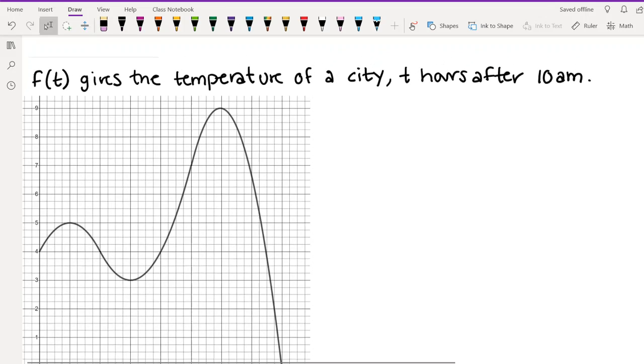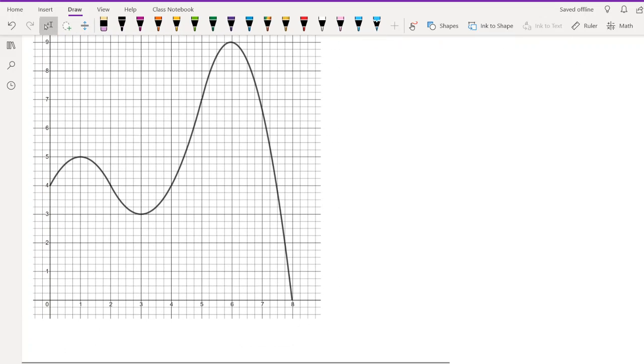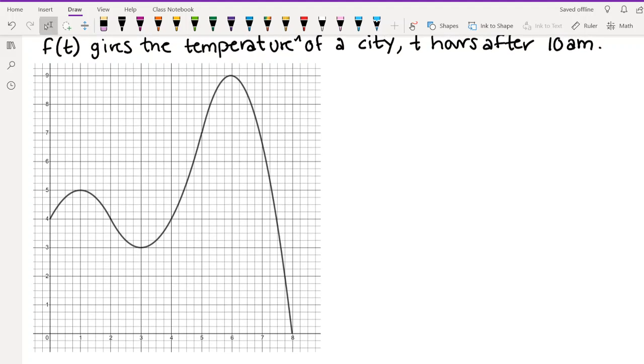And by the way, we want to be measuring temperature in degrees Celsius, because otherwise this would be a very, very cold city. I mean, it's still pretty cold, but at least Celsius makes it a little less cold. Okay, so for each of the questions that I'm going to ask, I want to first answer it mathematically, but then be able to explain in a full sentence what it tells us about this real world situation. So first, we're going to find the domain and range. And then after we find them, we're going to explain what they tell us about this situation.